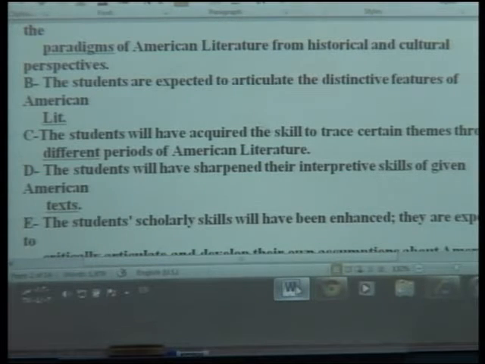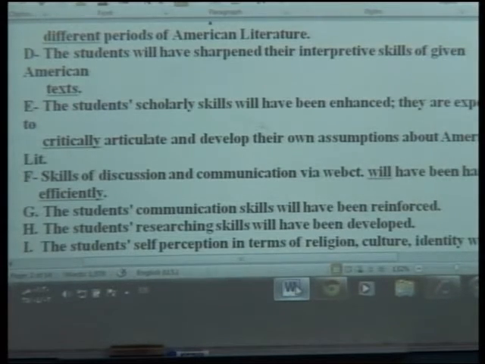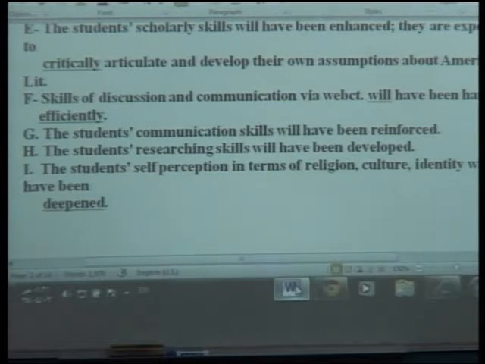The students also will have sharpened their interpretive skills of given texts, and their scholarly skills, I mean the skill of research, because in this course, as we will see later, you are supposed to conduct a research. Of course, the skills of discussion and communication, as we said, mainly communication through the model. I mean, we'll have a forum where you are going to exchange information and interact. The students' researching skills will have been developed, and the students' self-perception in terms of religion, culture, and identity. As you see, the outcomes are related to the objectives I have just spoken about.